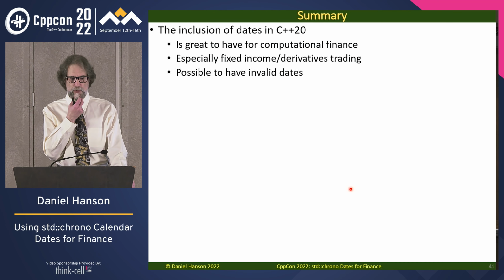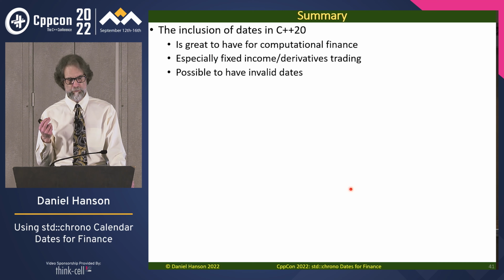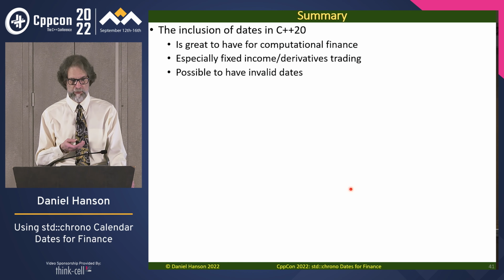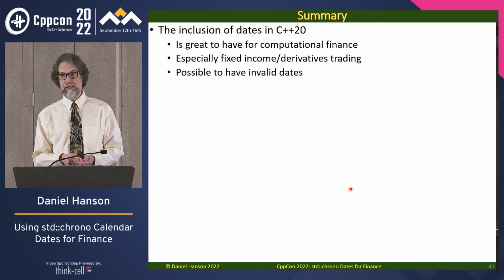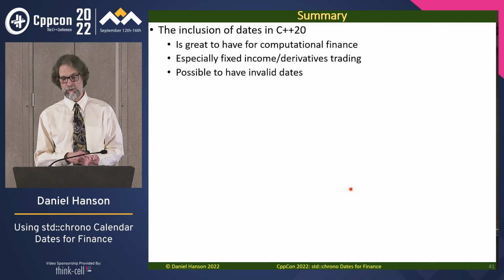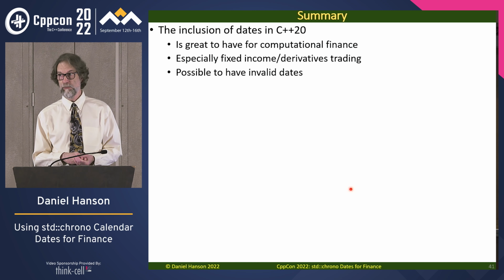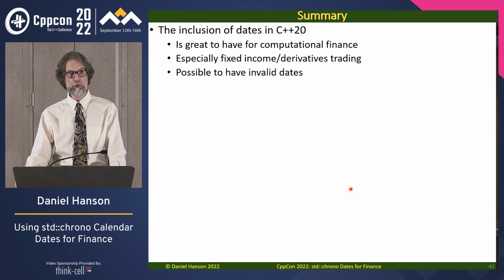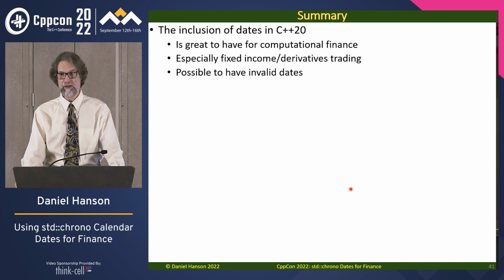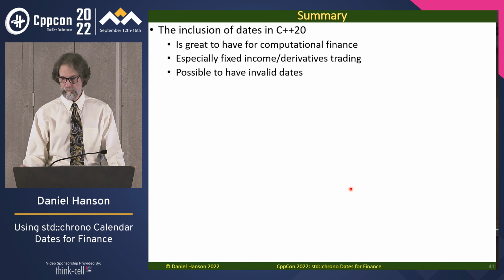I'll also discuss a few other things that you would typically need to do as a financial programmer. But it's really great now to finally have a proper date class in C++. As I said before, we either have to write our own or find an external library. And as I said, this is especially crucial for any type of fixed income or fixed income derivatives trading. But do be aware that it is possible to instantiate invalid dates. And so it is up to you, the programmer, to check that. You just use the OK function on the std chrono date class.